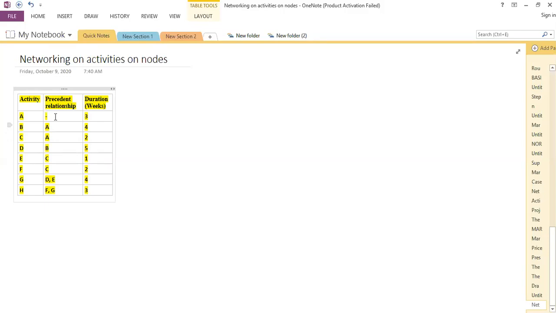So how are we going to determine our network? We'll use the activities on the node. Let's try and see the outcome of it.